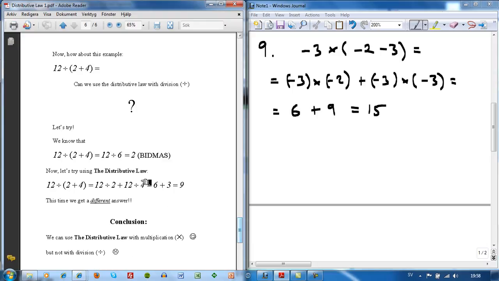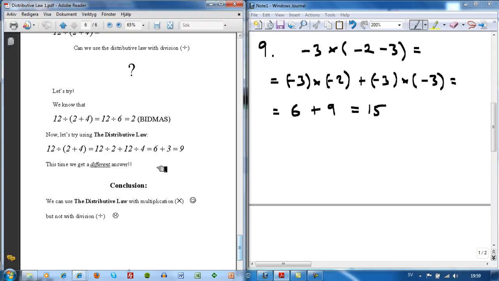One more example. Here we're trying to use the distributive law with division, not multiplication. And when we do that, we get a different answer, as you can see here. Compare it to when we do it the way we used to do it with BODMAS. So we do this first. 2 plus 4 is 6, and then 12 over 6 is 2. But if we're trying to do it with the distributive law, we get a different answer. We can have two different answers. So the conclusion is that with multiplication, the distributive law works fine, but not with division.